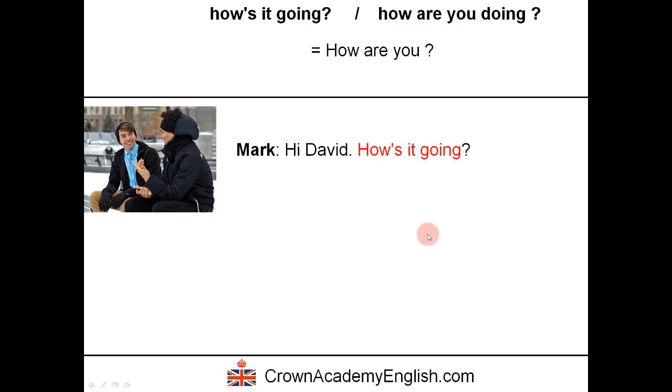So just two very quick examples. Mark and David, they're close friends. So Mark says, hi David, how's it going? And David replies, hi Mark, things are pretty good. So pretty good, this means quite good, fairly good.